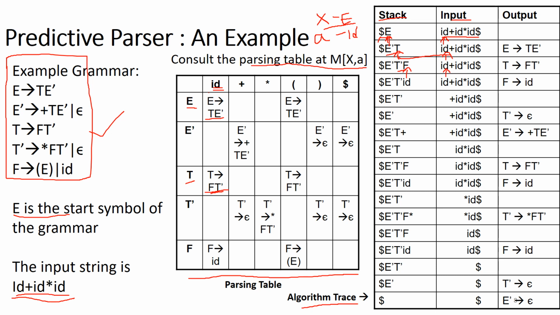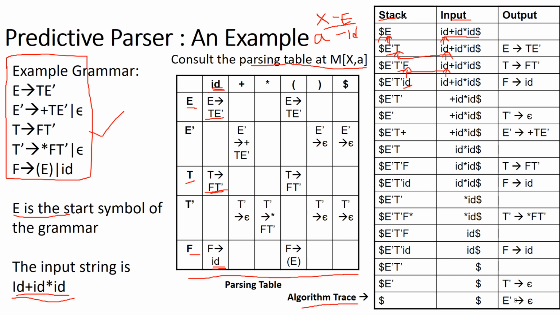So now the top of the stack is F and the input symbol is id. Therefore the parsing procedure consults the parsing table again at the location F and id, which has one more production, F to id. F is the left hand side of the production and the top of the stack, whereas id is the right hand side of the production. Therefore F, the top of the stack, is replaced with id, which is the right hand side of the production.